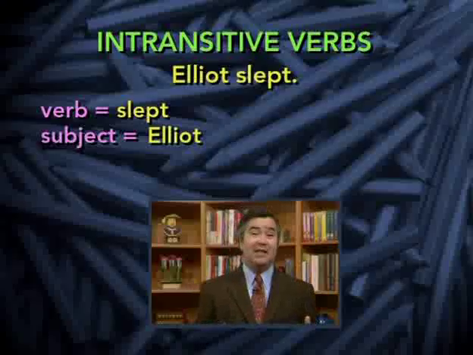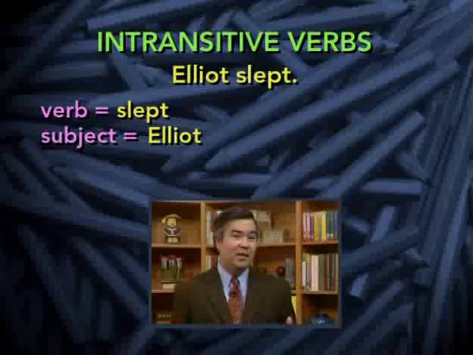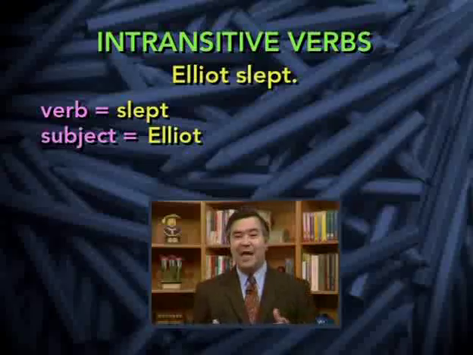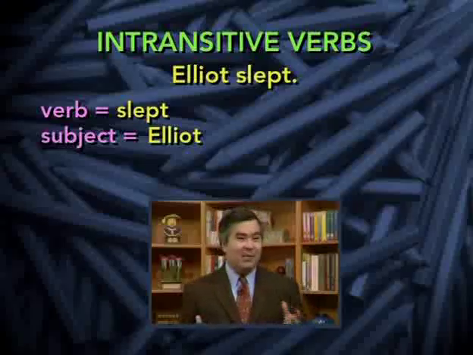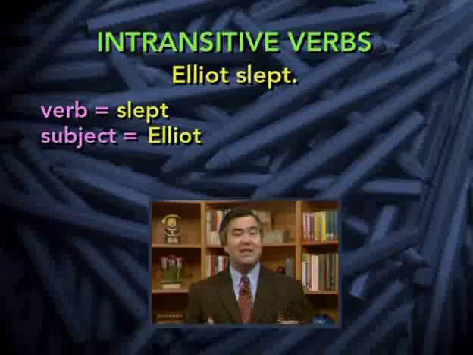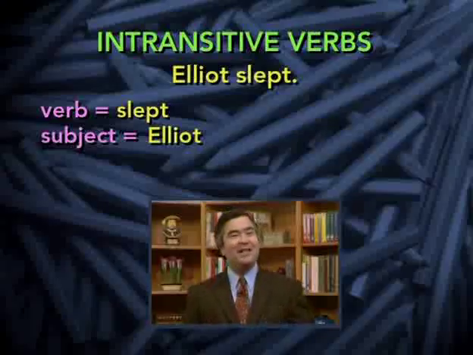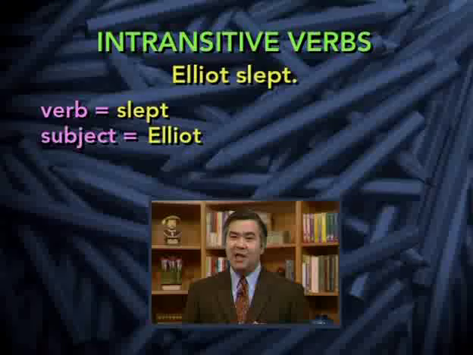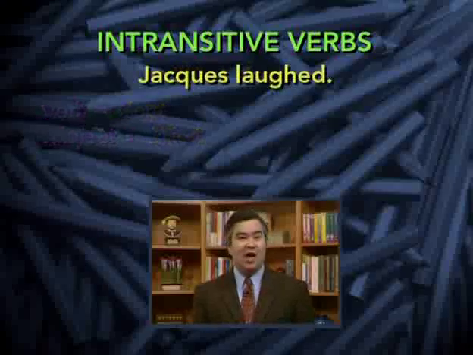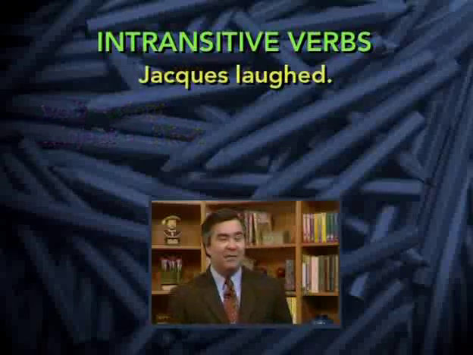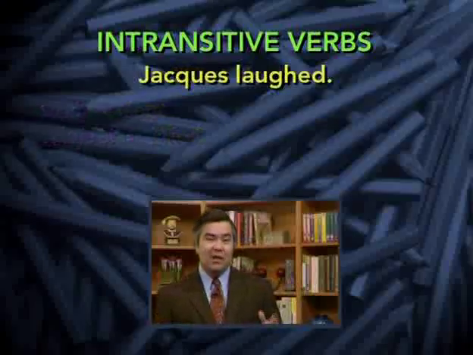We don't need to ask, what did Elliot sleep? Because the meaning is complete without any object. Elliot slept, that tells us exactly what happened. It's perfectly clear, and it doesn't sound incomplete. So slept in this sentence is an intransitive verb. It has no object, and it doesn't need one. Here's another example. Jacques laughed. Again, it's a very short sentence, but it is complete.